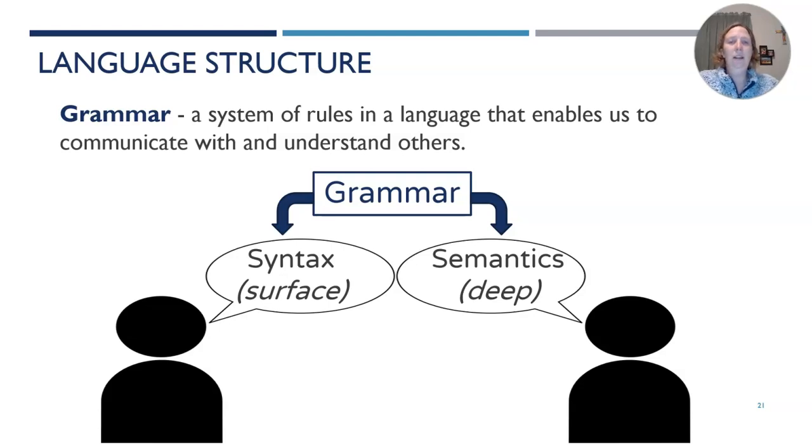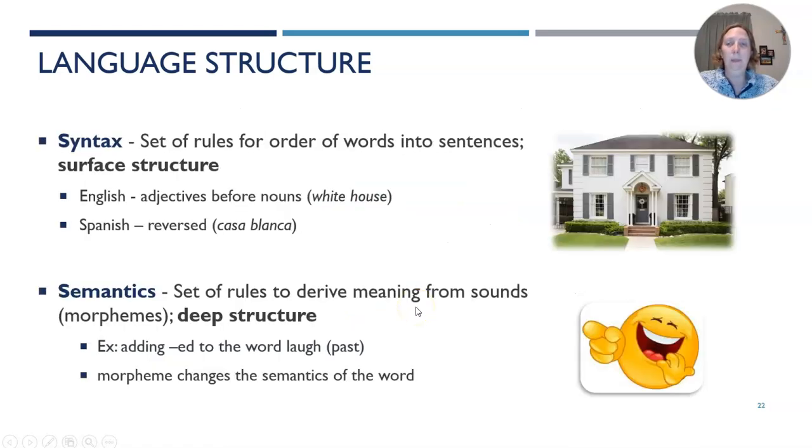Grammar is a system of rules in a language that enables us to communicate with and understand others. So good for us. We have the sounds down, we have words down, but we need grammar to help us understand both syntax, which is basically the order of words, and semantics, which is the meaning of words. We're going to get into this a little bit more, including what surface and deep mean. Syntax are specifically a set of rules for the order of words into sentences. We consider this the surface structure, just basically what sounds right, what makes sense. In English, for example, we know that adjectives come before nouns, things like white house, but in Spanish, that is a reverse rule like casa blanca.